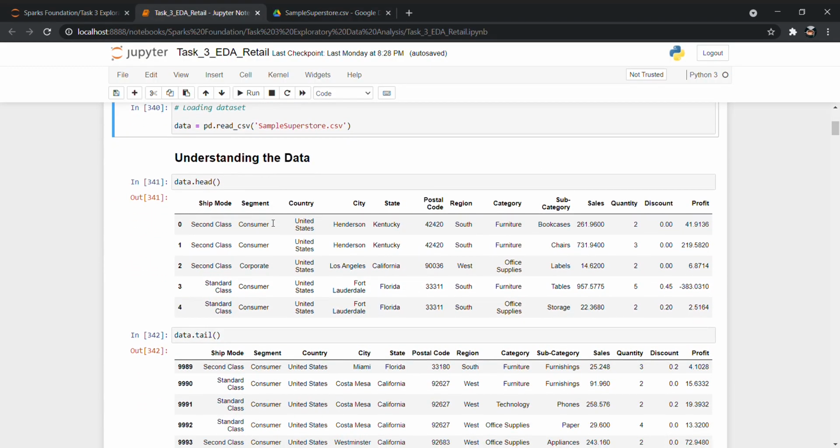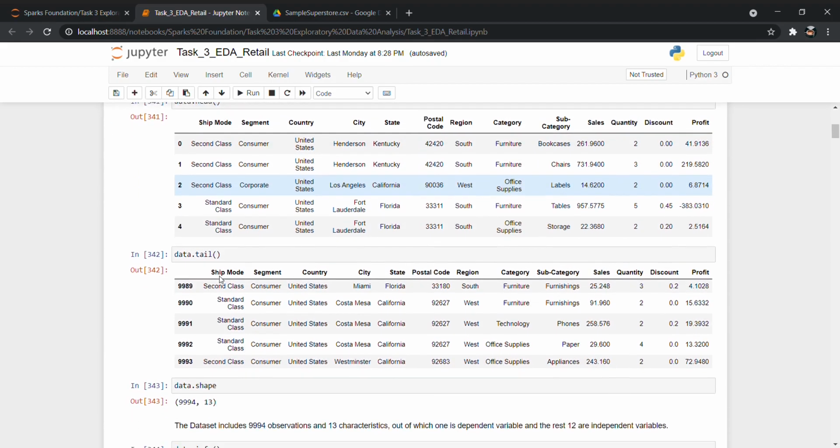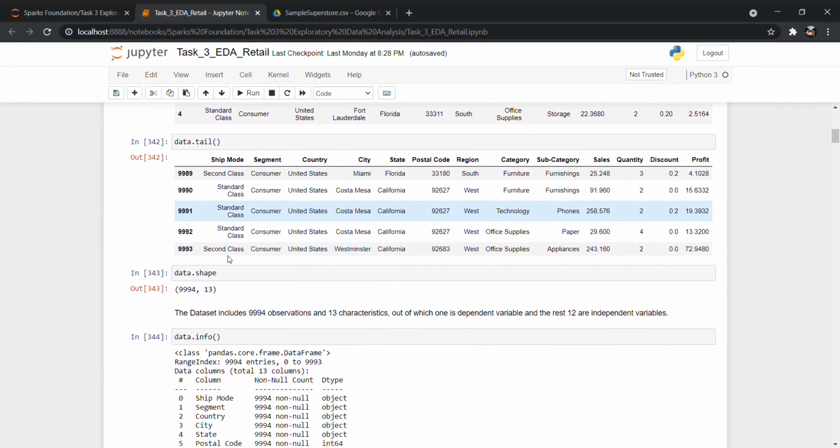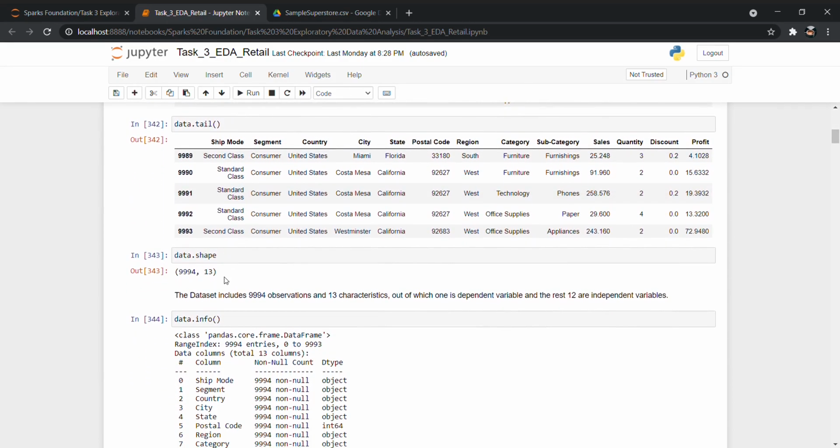Then the first step is to understand the data, for which I have applied this function data.head, which displays the first 5 rows of our dataset, and data.tail function displays the last 5 rows of our dataset. Here you can see there are 9,994 rows and 13 columns. The columns consist of 12 independent variables and one dependent variable.